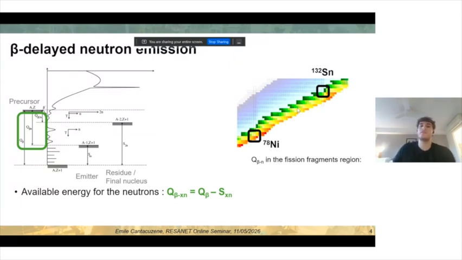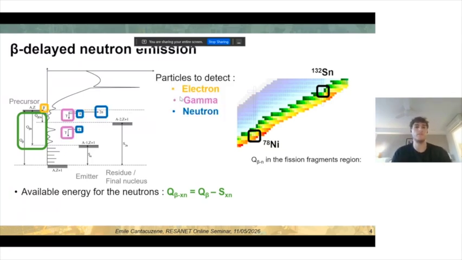And so on the right here, I've shown part of the nuclear chart where this process can happen. The colors represent the Q beta n window, and the hotter the color, the bigger this window, and so the more probability for this process to happen. And so I've decided to show the fission fragments region, so between nickel 78 and tin 132, because as we'll see later, this is an important region where this process happens, actually.